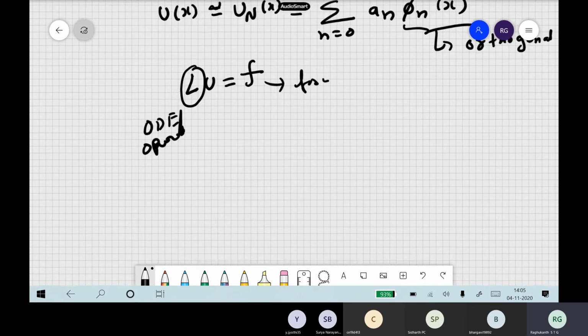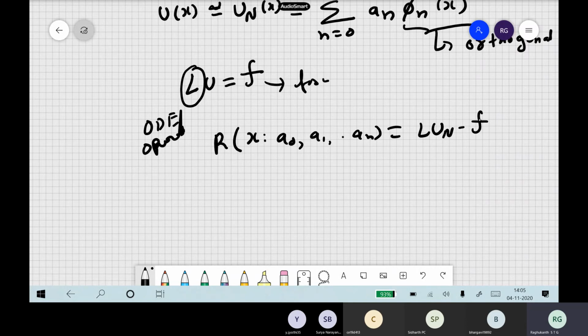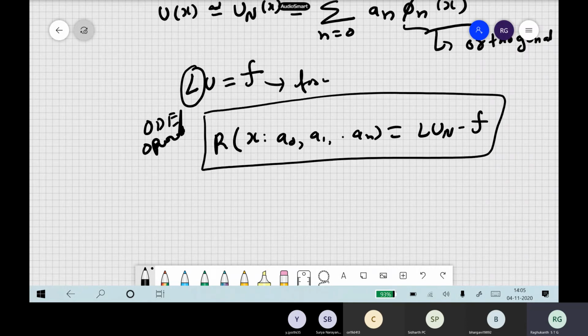In the pseudo-spectral method we try to find the error, with coefficients a_0, a_1 and so on. So L u_n minus f is our basic thing, the residual. If we had the exact solution, then obviously the error would be 0. But since we are expressing it in terms of some approximate thing, some error will be there.